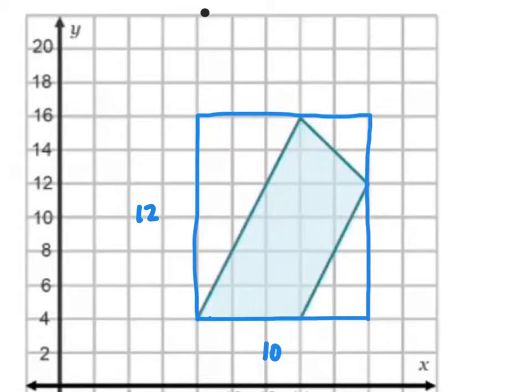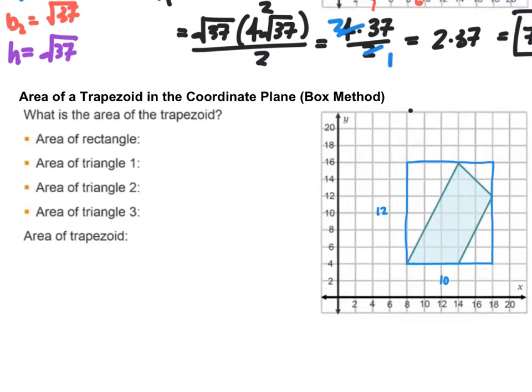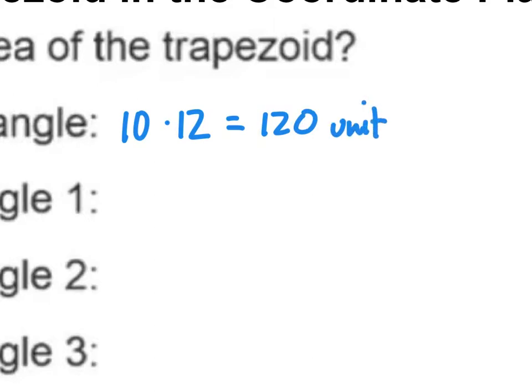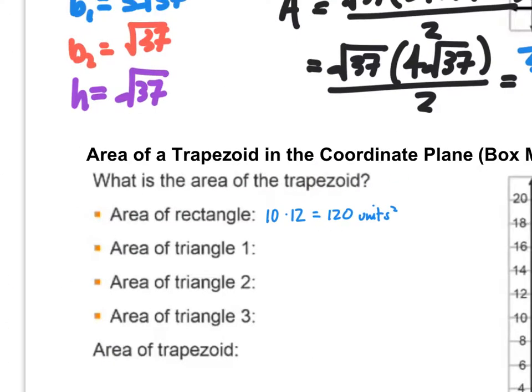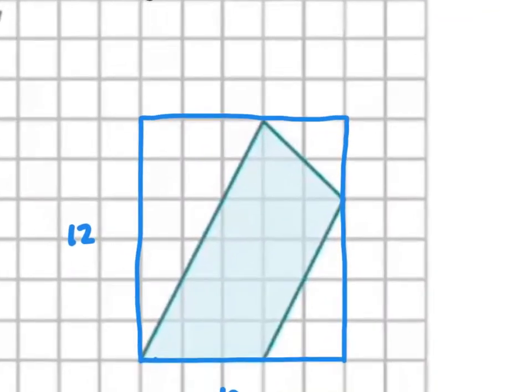So the area of the whole rectangle is going to be 10 times 12, which gives me 120 units squared. That's the area of my big rectangle. Now let's go through and find the area of all my little rectangles, or I'm sorry, the little triangles.